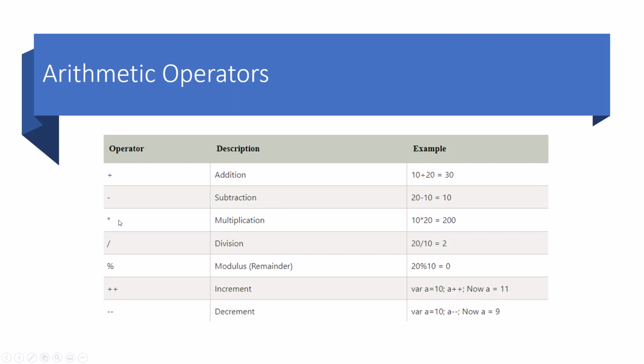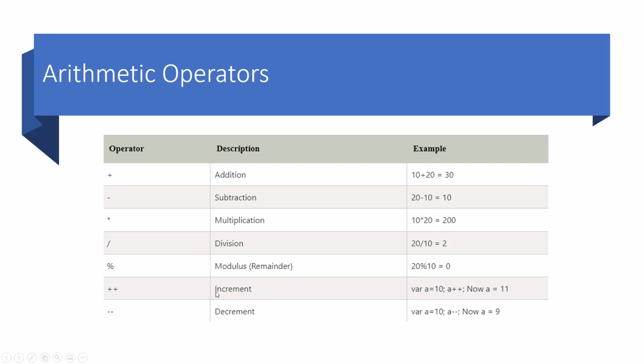So plus, minus, multiplication, division, modulus or remainder, and then increment, which is a plus plus sign, and decrement, which is the minus minus. So these are the different arithmetic operators, and these are some examples for each of the operators. For multiplication we use the star operator, 10 into 20, and for division we use the forward slash, and for this we use the mod operator, modulus.